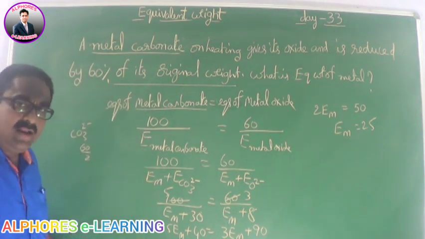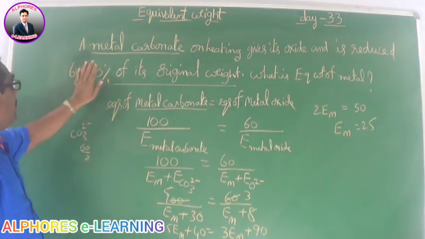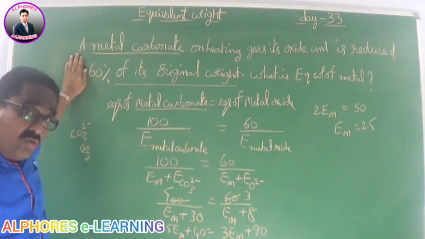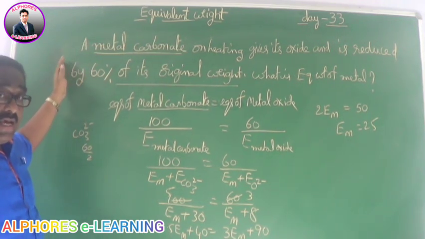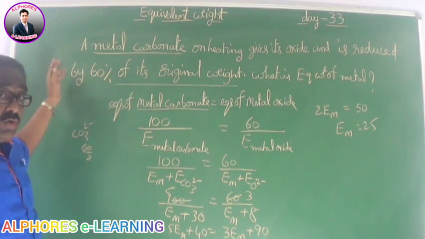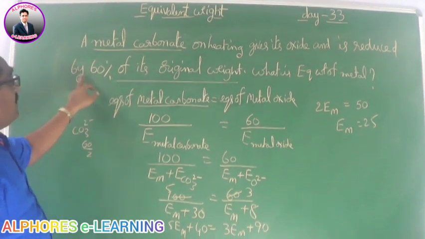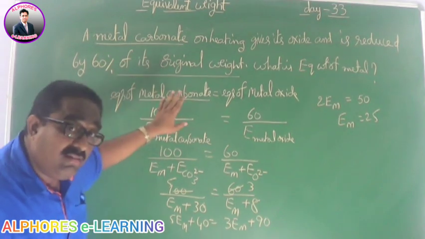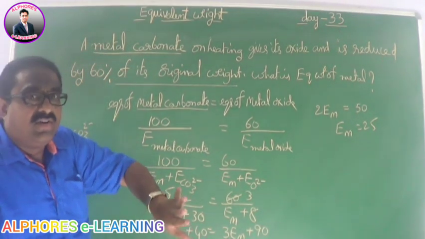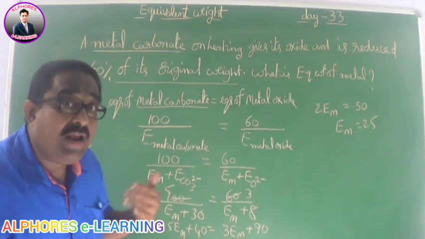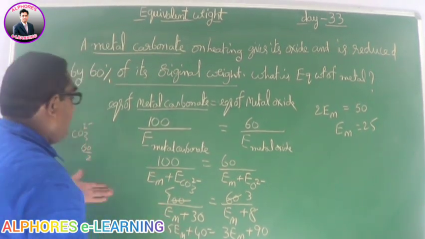Complete meaning will change. Previously I have solved for reduced to 60% of its original weight. Here this time I have changed 'to' with 'by' and reduced by 60%. Out of 100, reduced by 60%. Remaining is 40%.